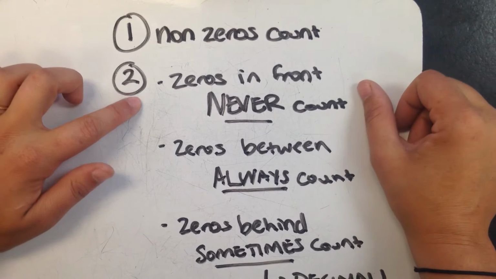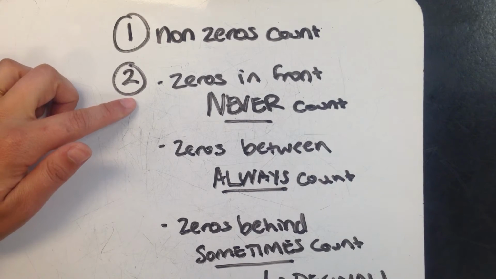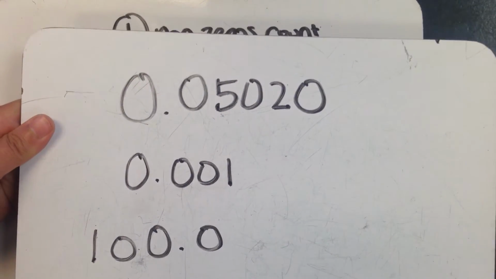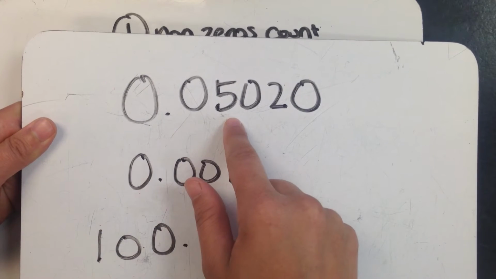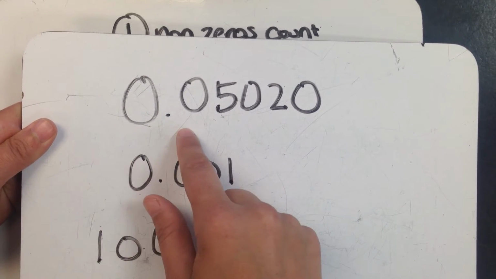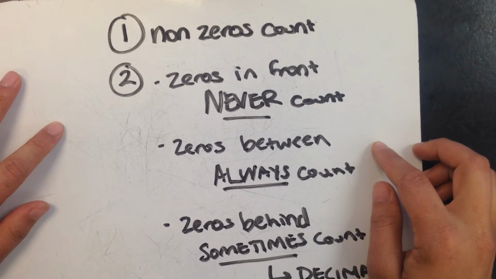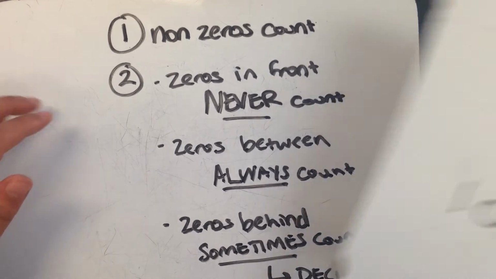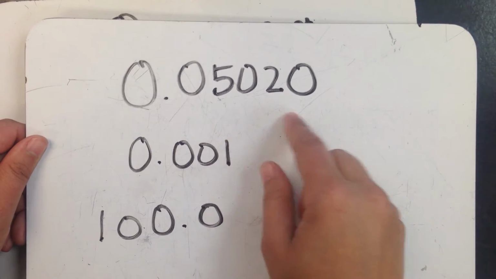If there are zeros in front of the numbers, they never count. So for example here, we have this number. These zeros are in front of the numbers, so these two zeros would not count. Zeros between the numbers always count. So if we go back to that same one, this zero is between two numbers, so it counts.